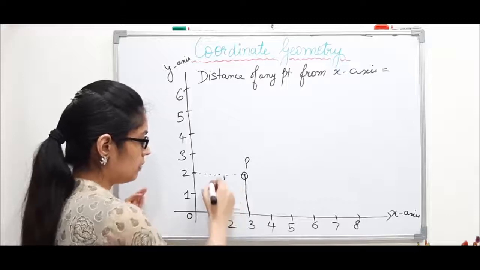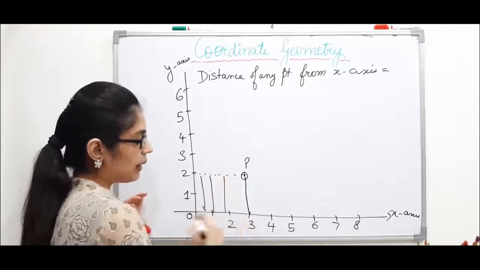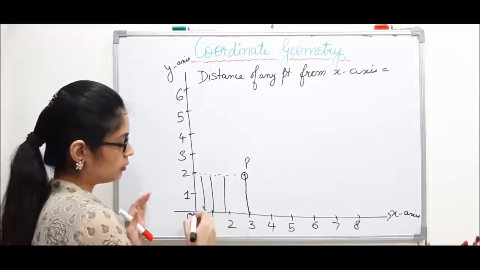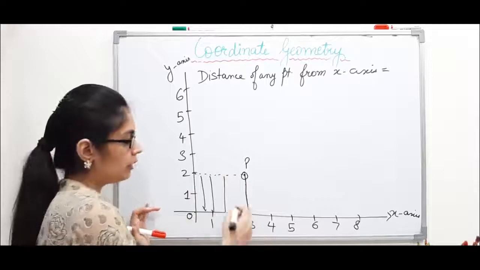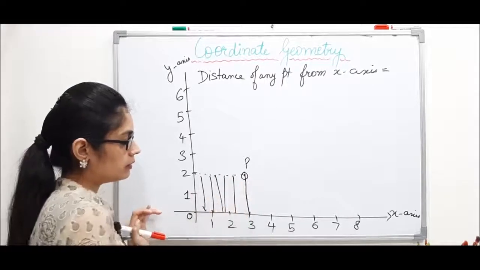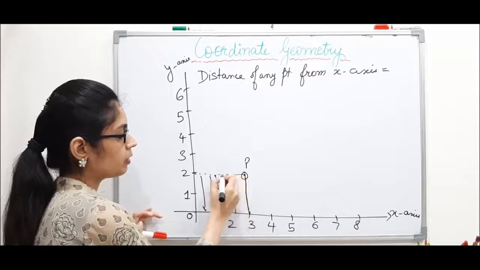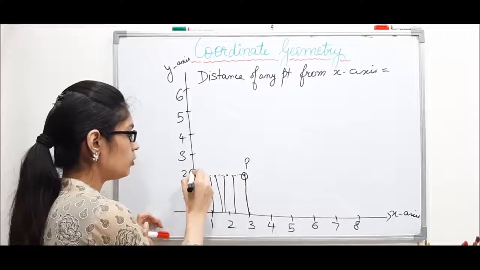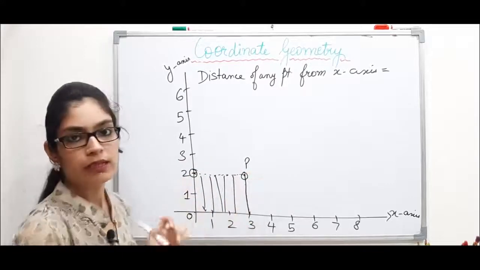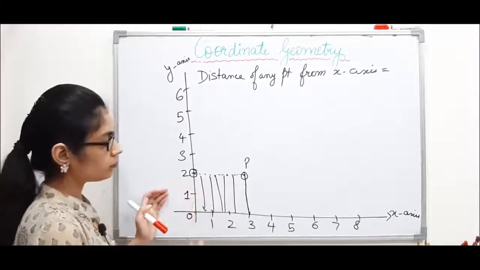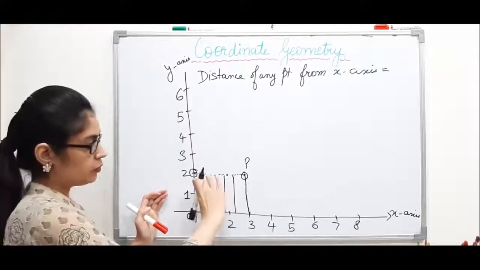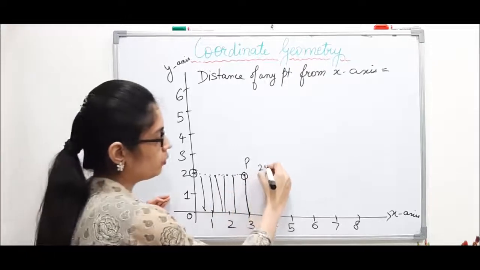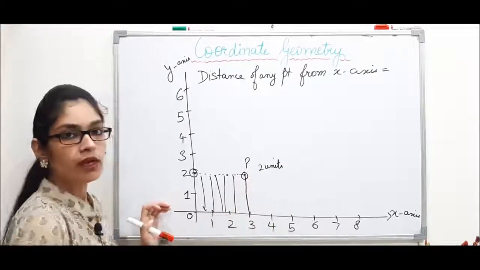So this distance, basically this distance, and these are parallel lines. Anywhere between two parallel lines its distance will remain same. So this line and this line, they are both parallel to each other, so the distance will remain same. So you have to join this point P on y-axis. So here just opposite to this point you have to see the value. You can see it is 2 on y-axis, which means distance of this point from x-axis is 2 units.